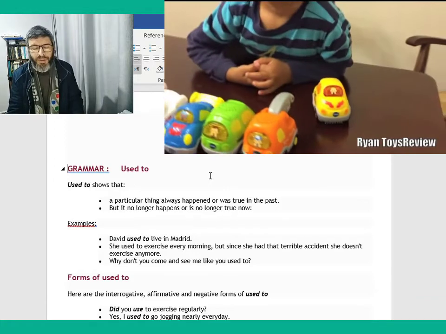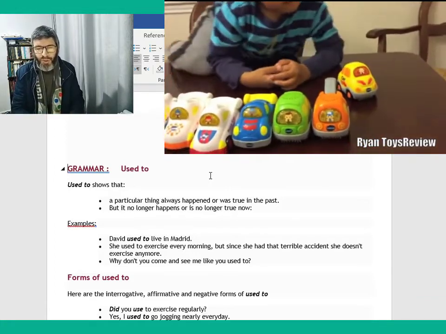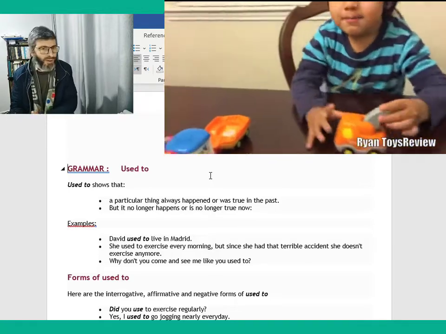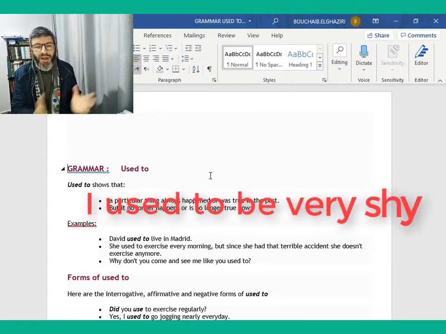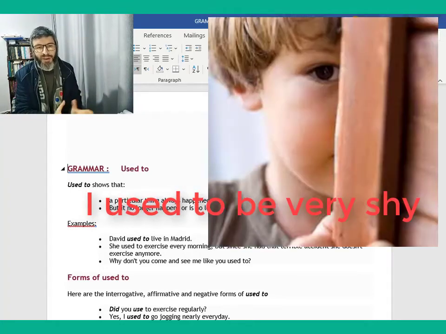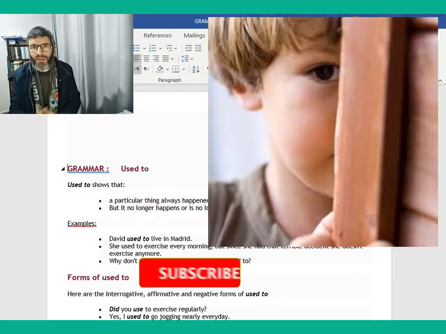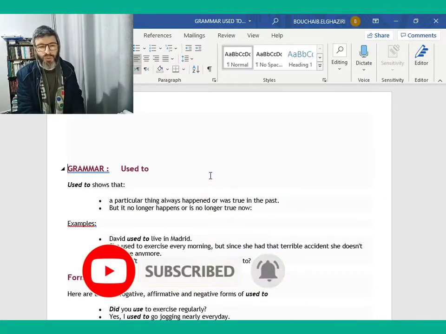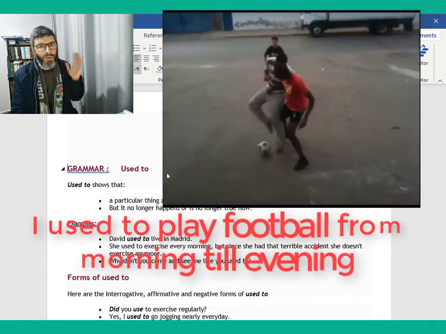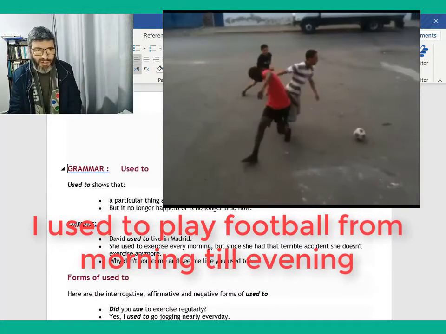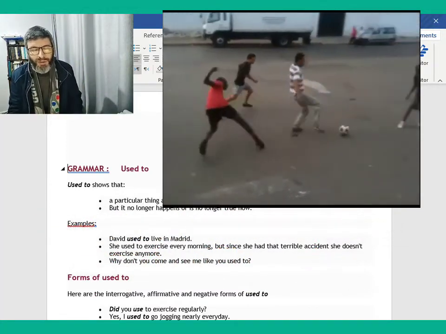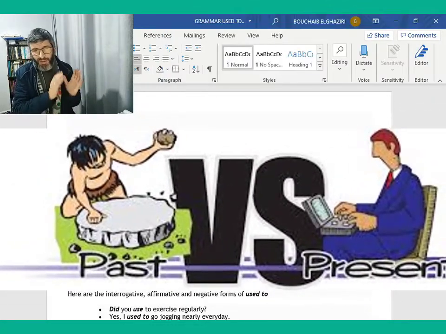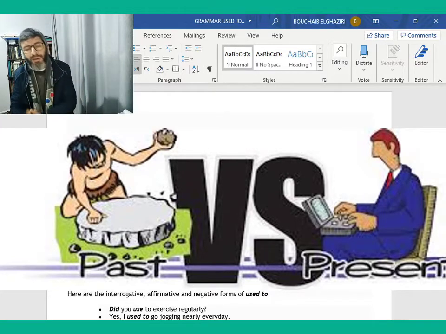For example, I used to play with toys when I was a little child, but now I don't, of course. I used to be very shy, but now I am not anymore. I used to play football from morning till evening, but now I rarely play football. So you can see here that the past is completely different from the present.